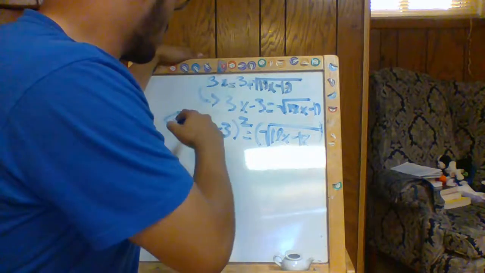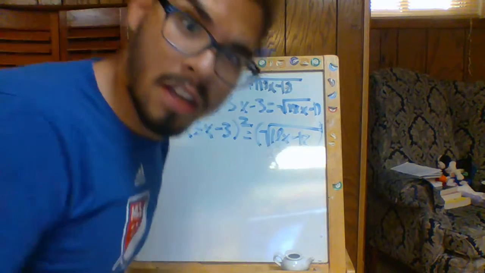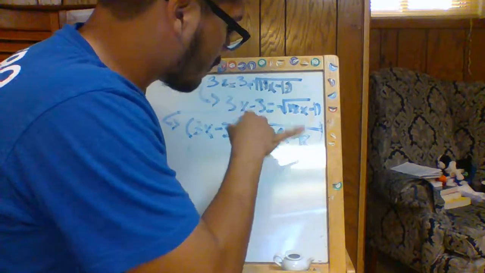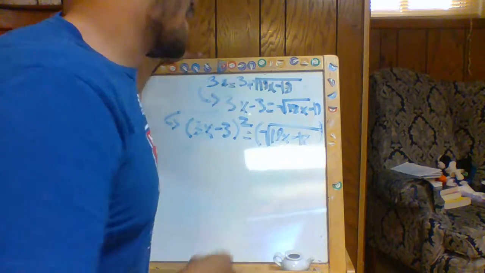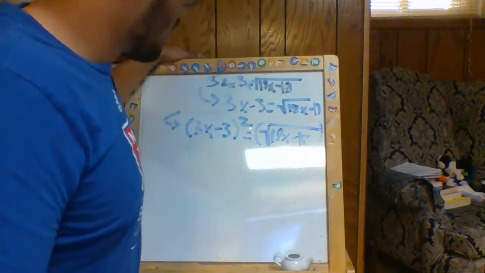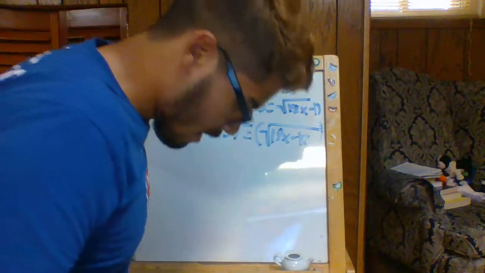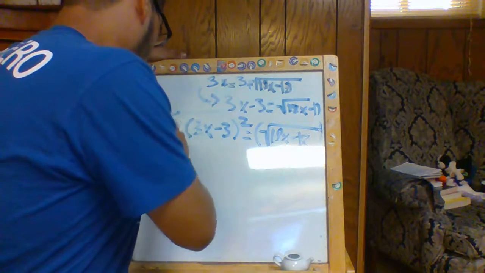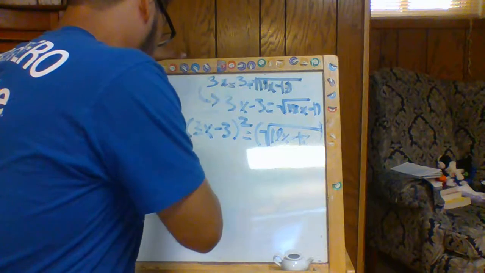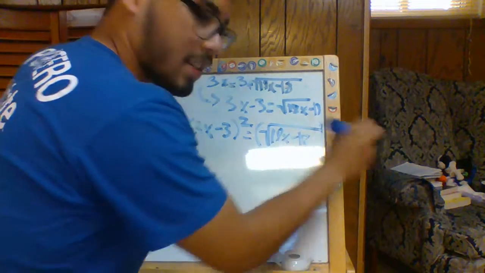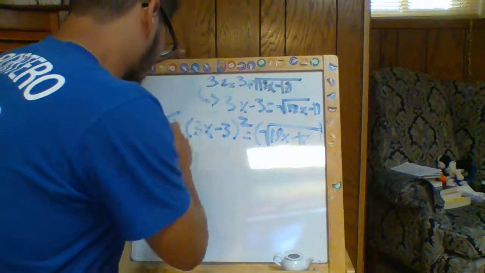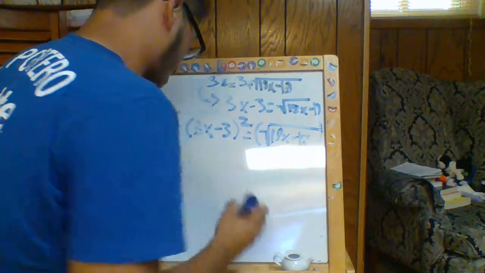And so it's going to be parentheses 3x minus 3 squared is equal to parentheses 18 radical 18x minus 18 squared. And so what you're gonna do next is you're just gonna square all of this, the last one you see there. And so you're gonna get.